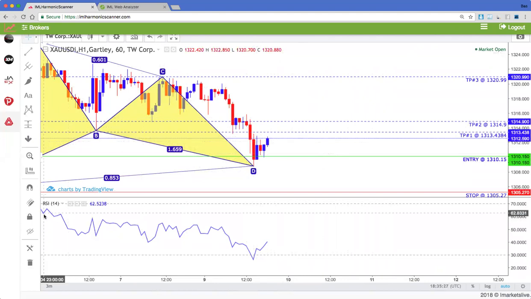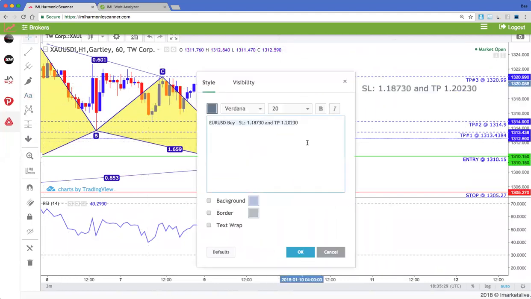Very important, if you are trading gold, silver, or oil, always trade with 0.01 lot if your account is less than 1,000 euro or USD or GBP. So this is very important.